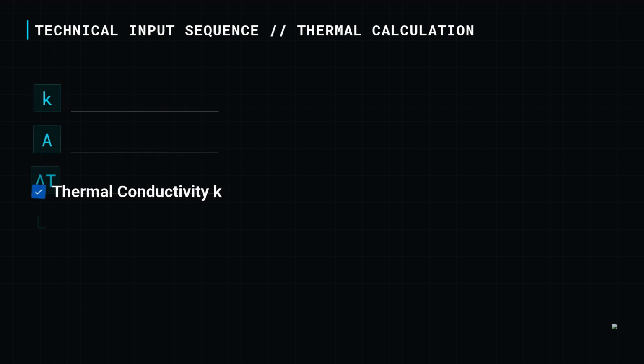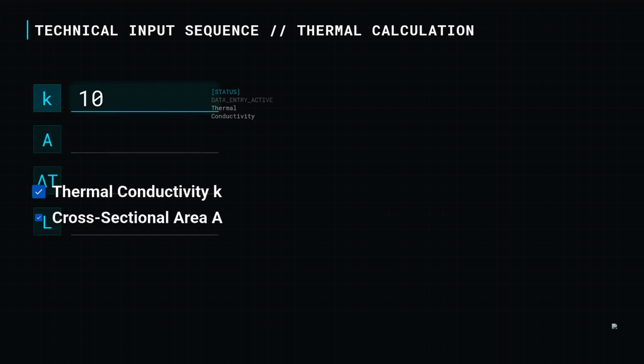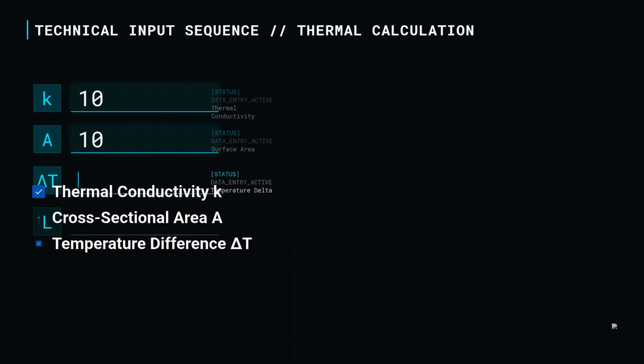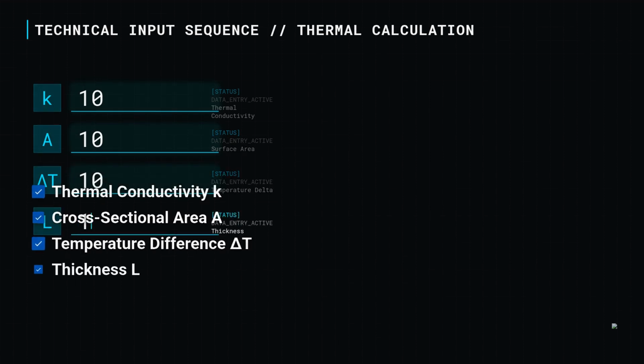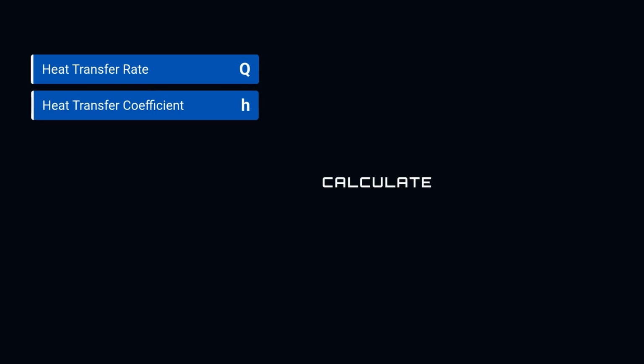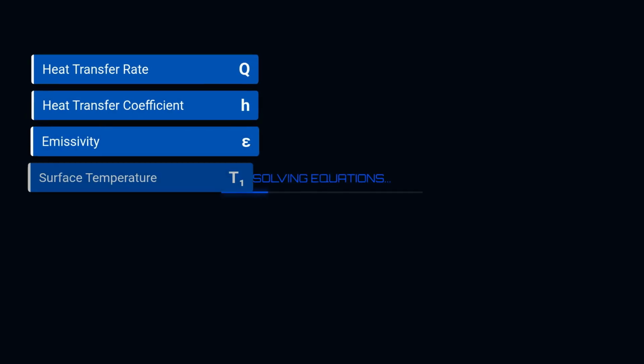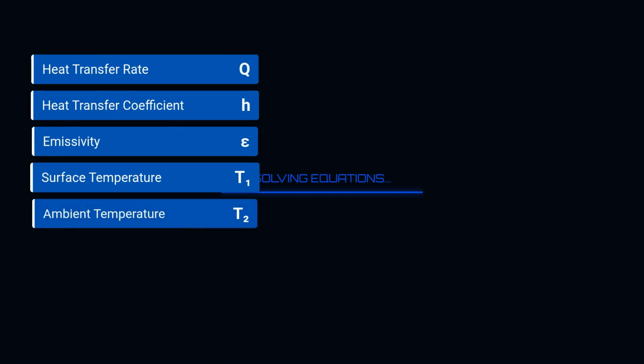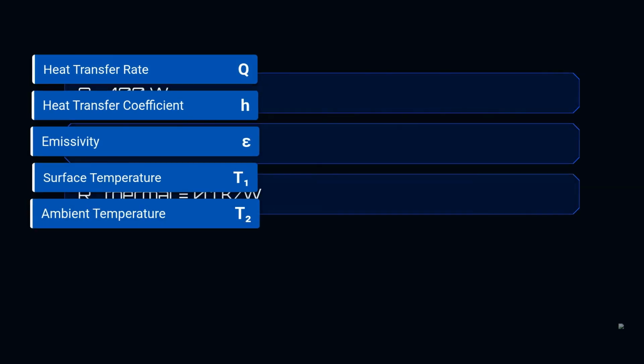The input fields include thermal conductivity K, cross-sectional area A, temperature difference delta T, thickness L, heat transfer rate Q, heat transfer coefficient H, emissivity epsilon with values between 0 and 1, surface temperature T1, and ambient second temperature T2.